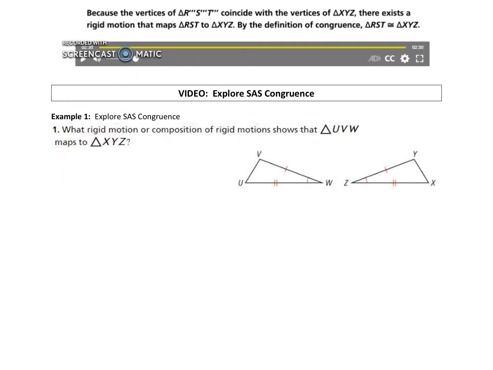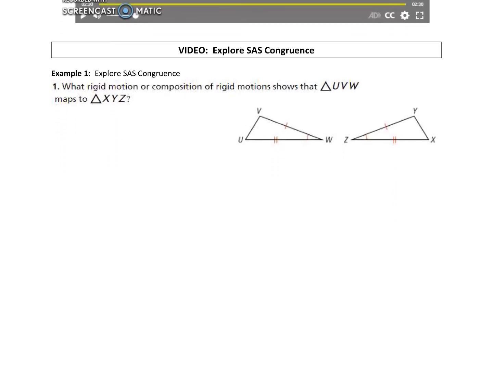All right, so now let's look at the example in your notes, and I like the transformations that video just went through and how it showed the transformations. So one thing I want to point out, we're trying to find what rigid motion or composition of rigid motions shows that triangle UVW maps to triangle XYZ. First, I want to point out that we have some congruencies in our triangles. XZ is congruent to UW, YZ is congruent to VW, and angle Z is congruent to angle W.